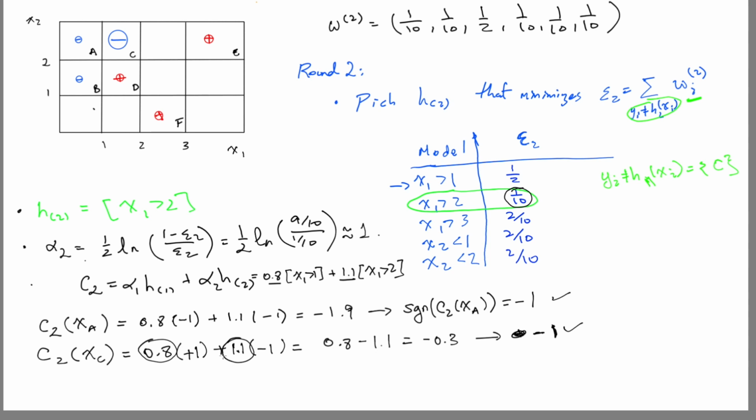What about another point? Let's look at point D. D is going to be classified by the first model as a positive. But the second model classifies it as a negative point, right? Because the second model is here.